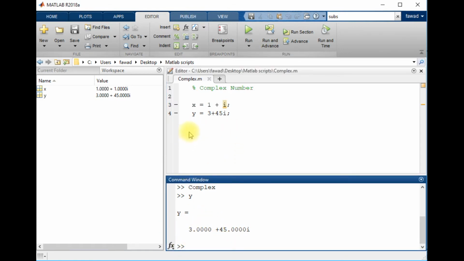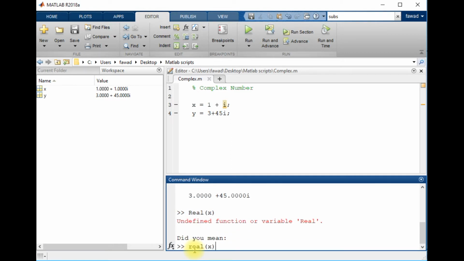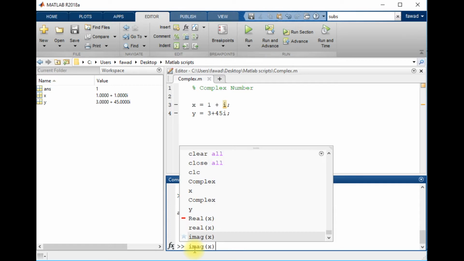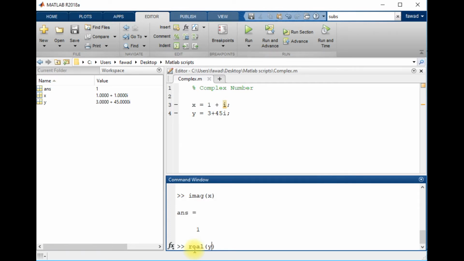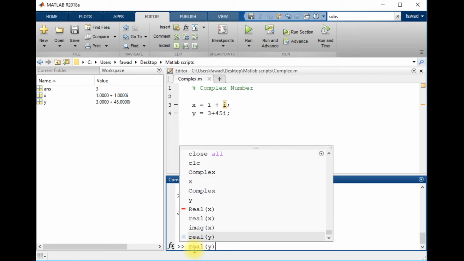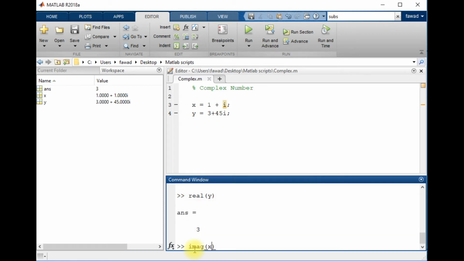If I write over here the real of x, so real of x is 1 and imaginary of x is 1. Similarly, if I write the real of y, then I get 3, and when I write imaginary of y, I get 45.